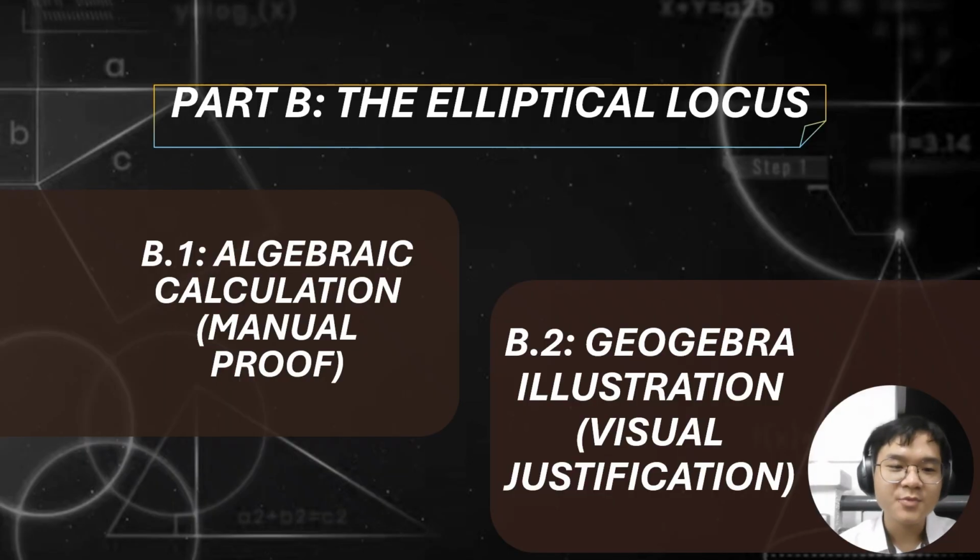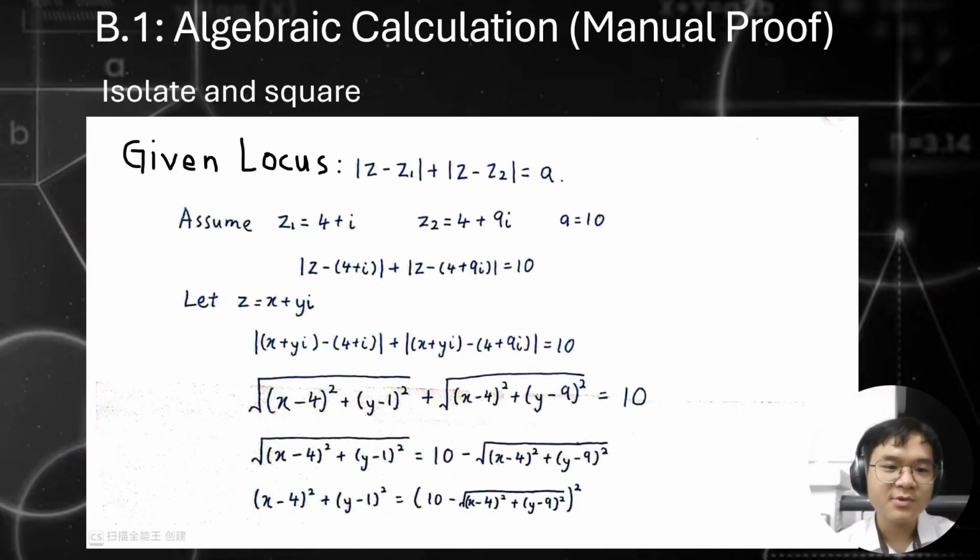Okay, next, let me go to part B, the elliptical locus. In my part, I will describe the main proof of the algebra calculations. First, for the given locus, we assume Z1 is equal to 4 plus i, Z2 is equal to 4 plus 9i, a is equal to 10, and Z is equal to x plus yi. We substitute, and the x part will be the real number, and the y part will be the imaginary number, and we square and square root all the equations.